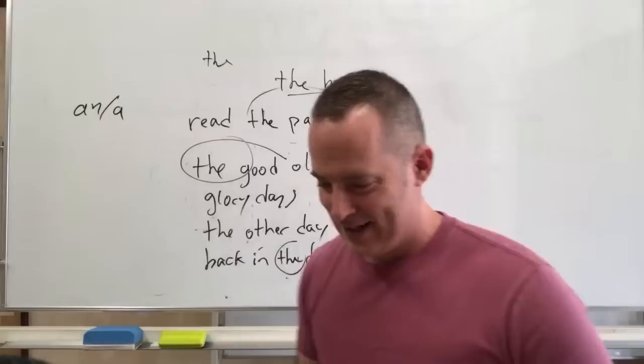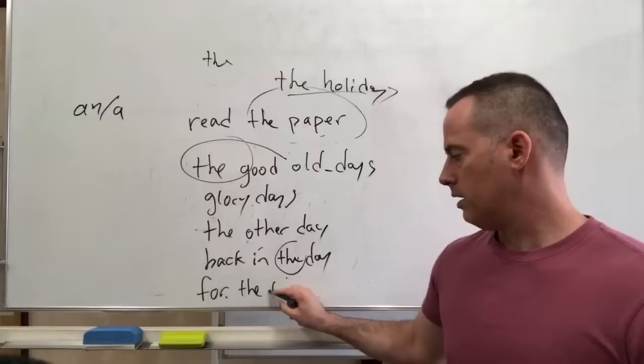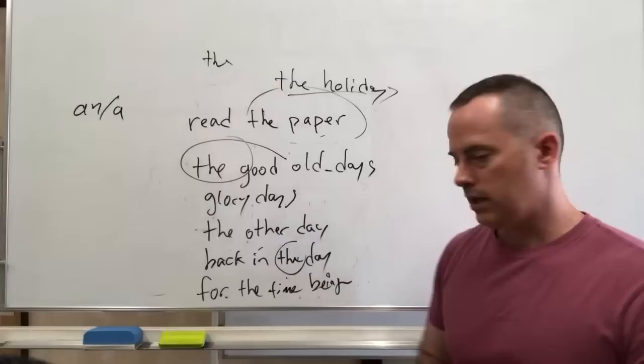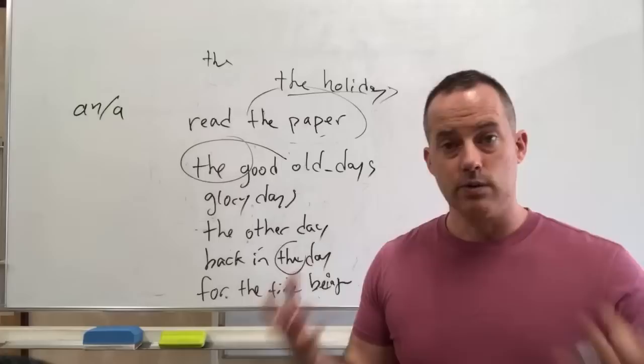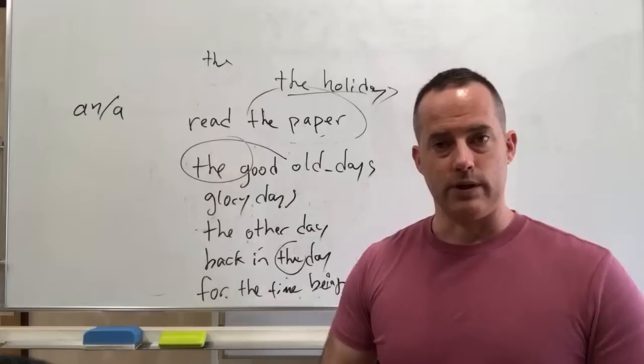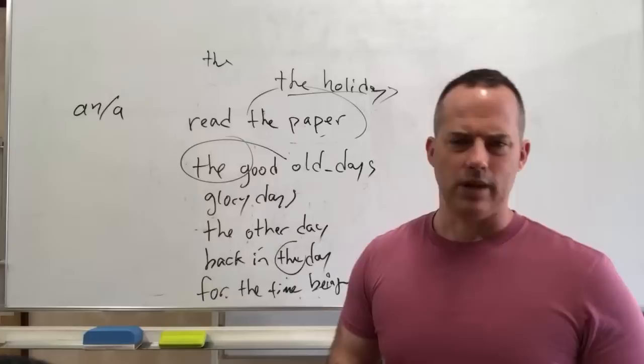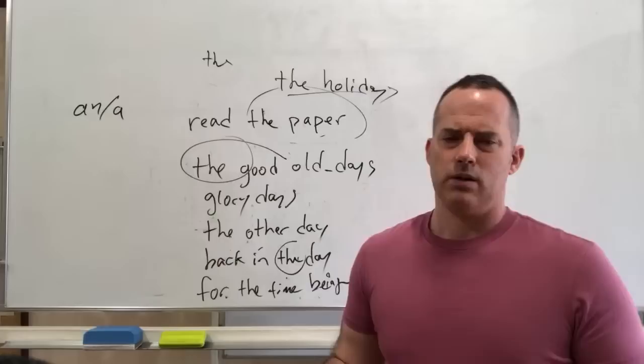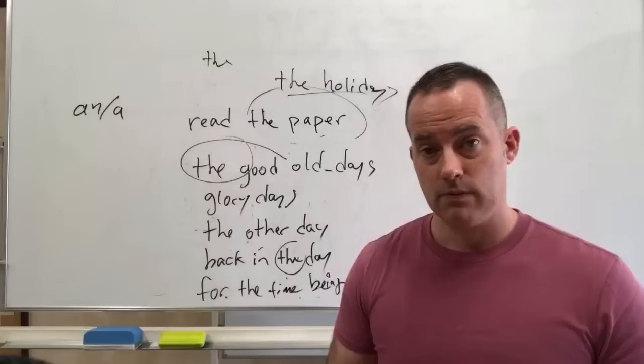All right, and we also have one last example here: for the time being. B-E-I-N-G. For the time being, it just means right now. Again, we're talking casually, conversationally. So maybe I'm working at a job I don't like very much, and someone says, oh, you should get a different job. And I say, well, this is okay for the time being. It's okay for now.